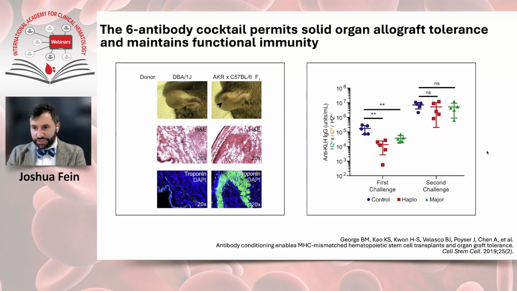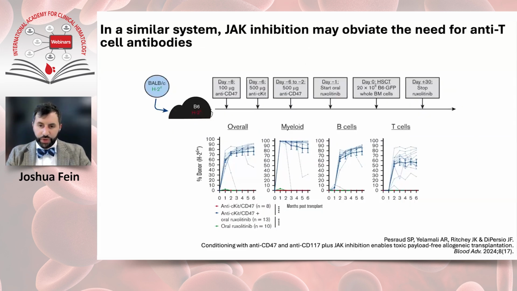And so you can see that that mixed chimerism was actually stable and maintained a functional immunity. Most recently, Persaud et al. from WashU St. Louis took that idea and said, well, can we get rid of 4 different antibodies to deplete T cells and actually do this with just JAK inhibition, which they had previously observed could be used for T cell depletion.